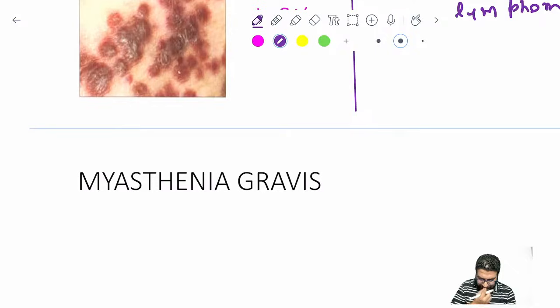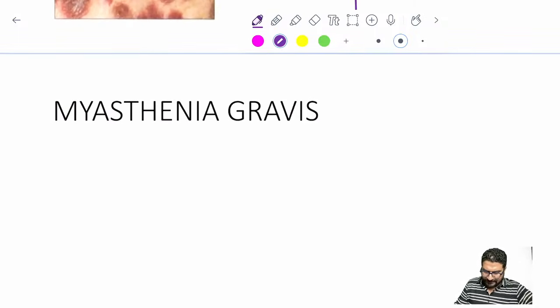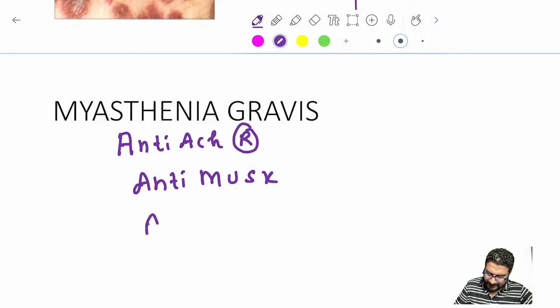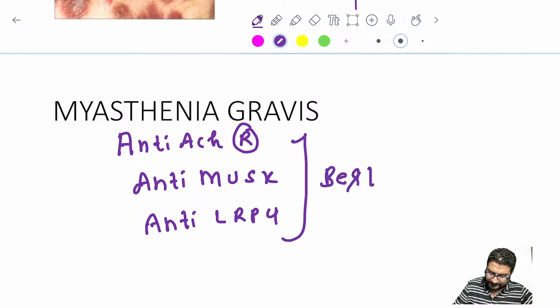Done. Okay, now moving to myasthenia gravis. So myasthenia से आपको क्या क्या याद रखना है? They ask you question on the investigation part mainly. To understand this, best investigation will be antibody. So antibodies, what we have: anti-acetylcholine receptor antibody. Then we have anti-MuSK antibody, muscle specific kinase. And third, anti-LRP4. So this is the best investigation.